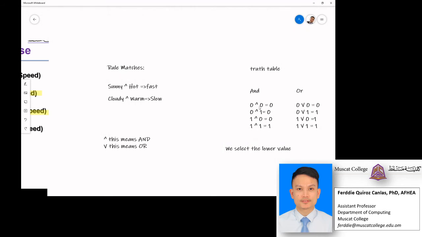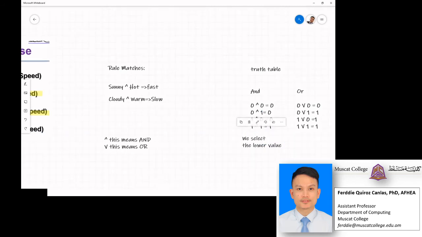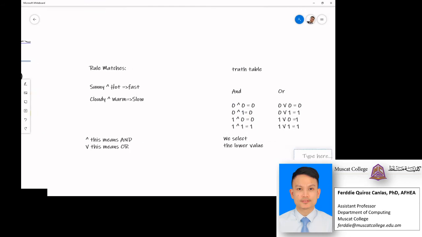So you will see 0 and 0, we get 0. 0 and 1, we get 0. 1 and 0, we get 0. 1 and 1, we get 1. So in the AND, we select the lower value. In the OR, we select, obviously, the higher value, right?